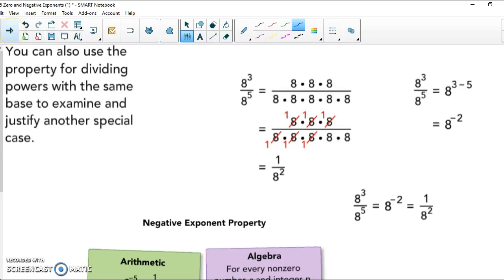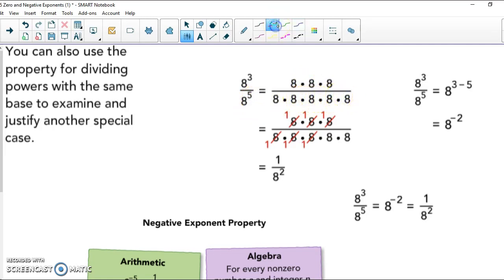All right, you can also use the property for dividing powers with the same base to examine and justify another special case. So let's say I have 8 cubed divided by 8 to the 5th. Let's expand that, and that means that 8 is a factor 3 times. 8 times 8 times 8. In my denominator, 8 is a factor 5 times. 8 times 8 times 8 times 8 times 8.